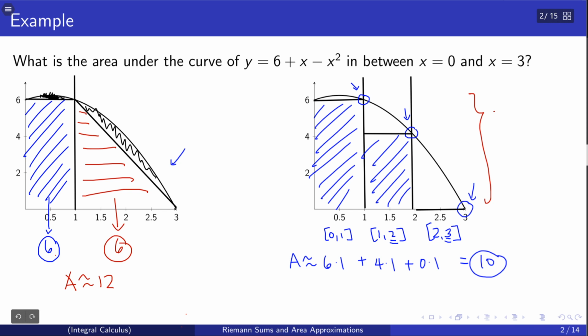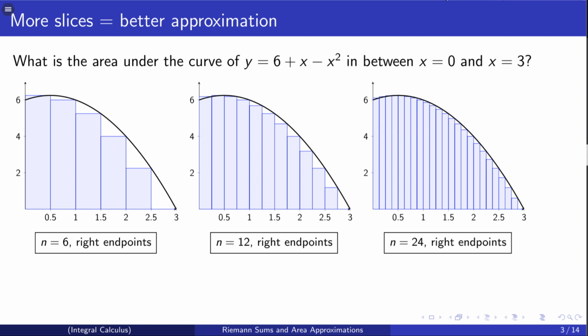and even increase the number n. In this case, we're dividing the interval from 0 to 3 into 3 slices. What do you think will happen if we increase it further? Well, here are some illustrations. Using the same rule of picking the right endpoint for each interval to tell you the height of that rectangle, these are the approximations for n equals 6, 12, and 24. It's 11.875, then 12.719, and 13.117.